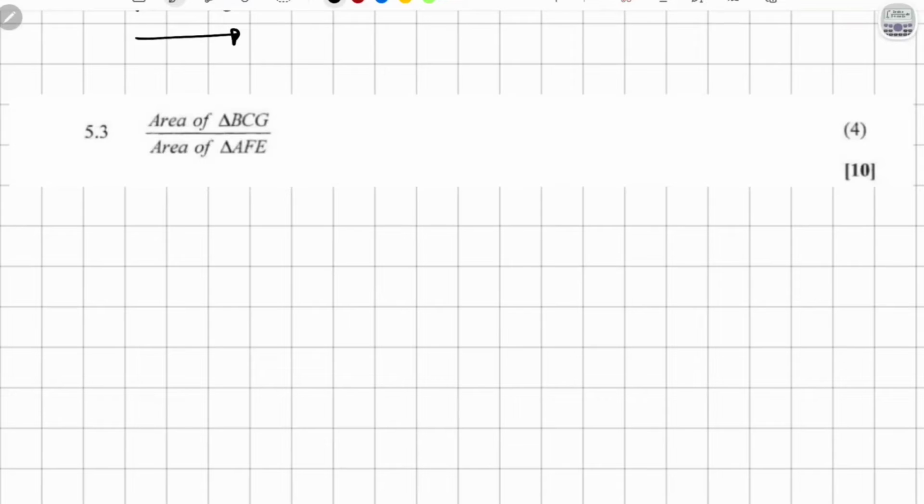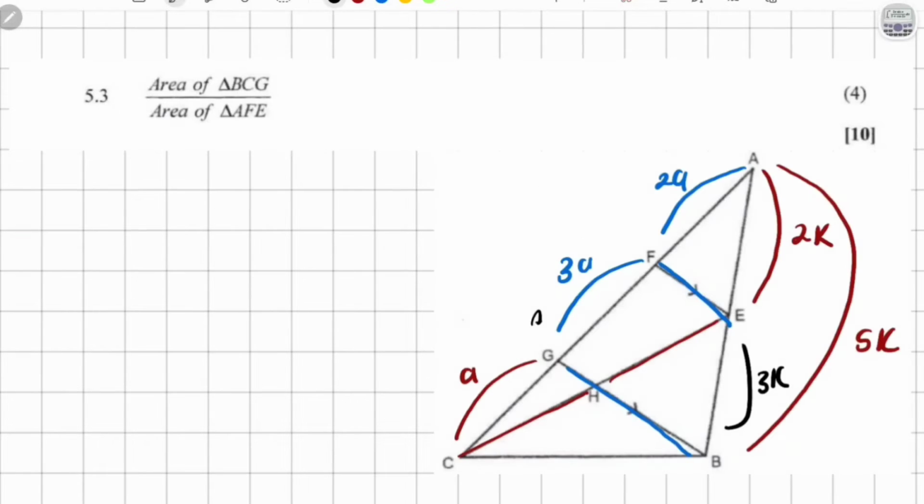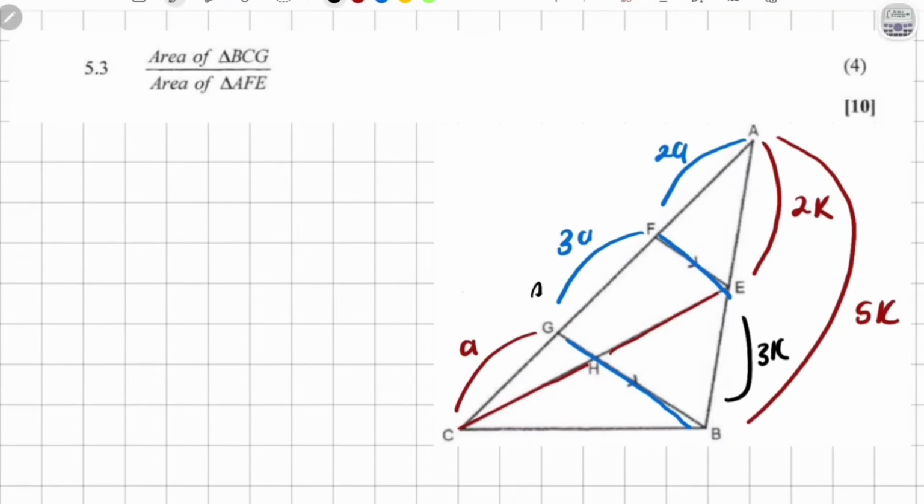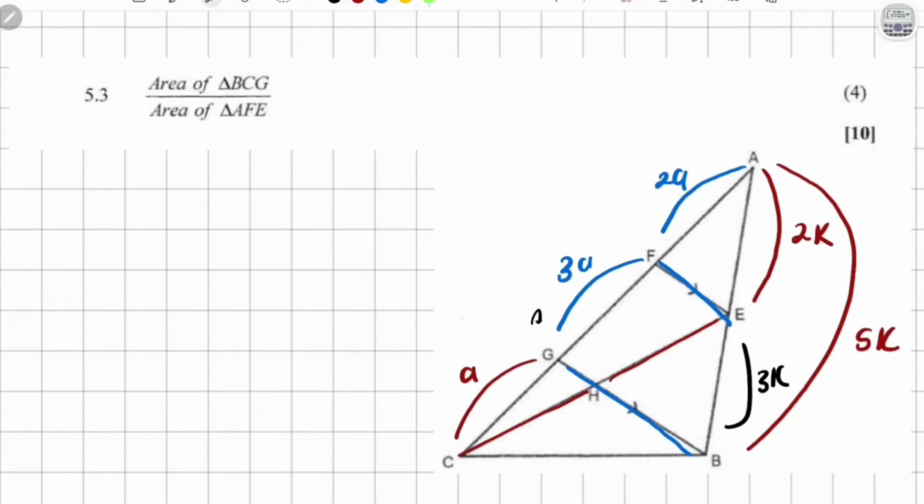The last question in 5.3 says we need to determine the area of triangle BCG over the area of triangle AFE. So let me pull down what we have in the diagram. There are various ways to find the area of a triangle. If you had a perpendicular height, then the area would be a half times the base times the height. But as you can see in these triangles, we don't have a perpendicular height. Let me highlight those triangles. The first one is triangle BCG.